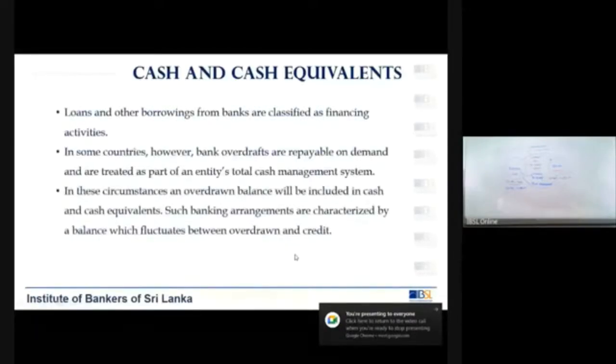So that is what it says. In some countries, however, bank overdrafts are repayable on demand and are treated as part of the entity's total cash management system. In these circumstances, an overdrawn balance will be included in cash and cash equivalents. Such banking arrangements are characterized by a balance which fluctuates between overdrawn and credit. Okay, so all of what I explained on the board is given in text form.